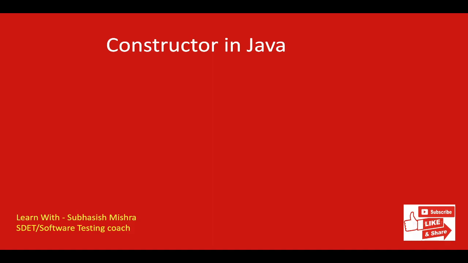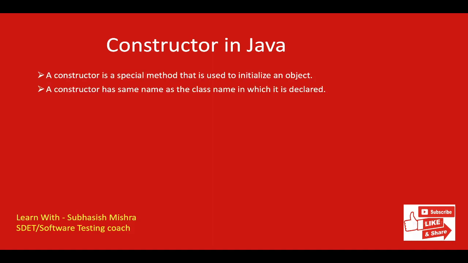Today we'll learn about constructors in Java. A constructor is a special method that is used to initialize an object. Every class has a constructor, either implicitly or explicitly. If we don't declare a constructor in the class, then the JVM builds a default constructor for that class. That is known as the default constructor.